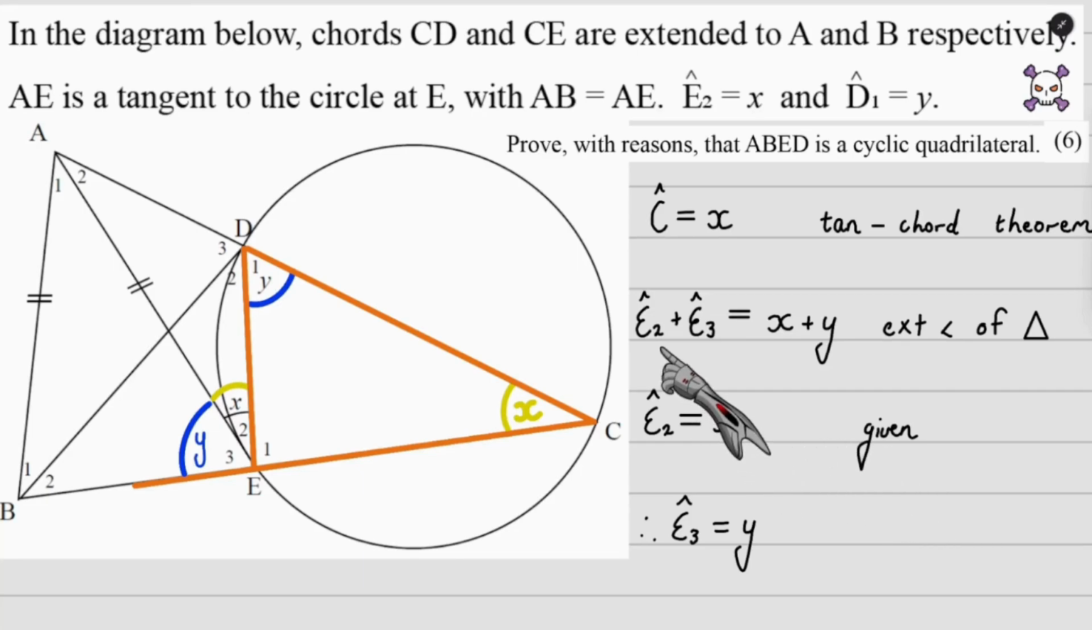And then another nice way to imagine it. So imagine I change this to an x. So x plus E3 equals x plus y. So it stands to reason that E3 has to equal y.